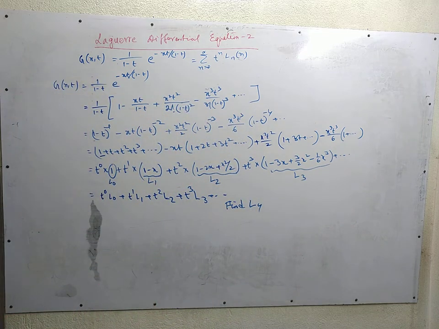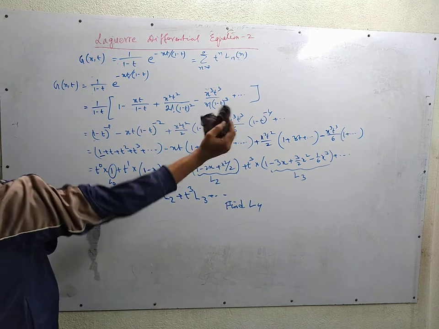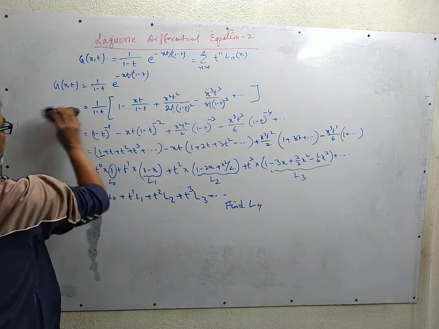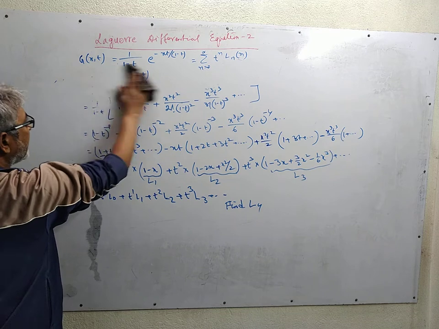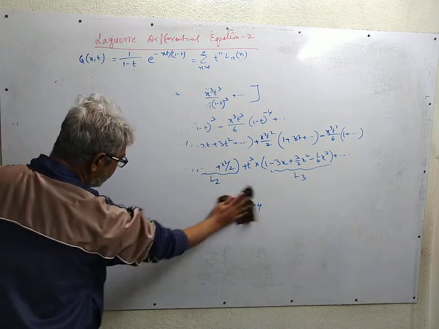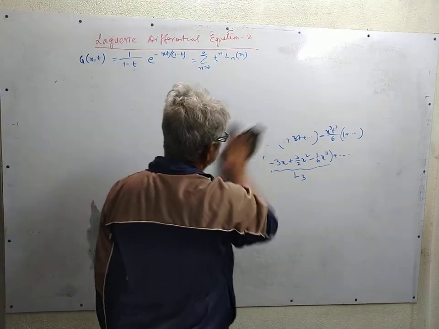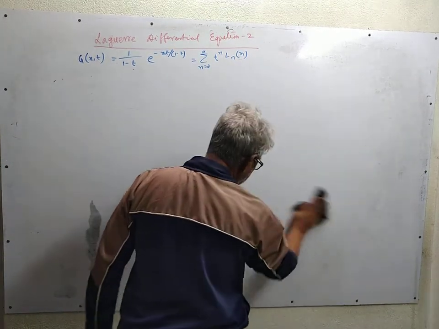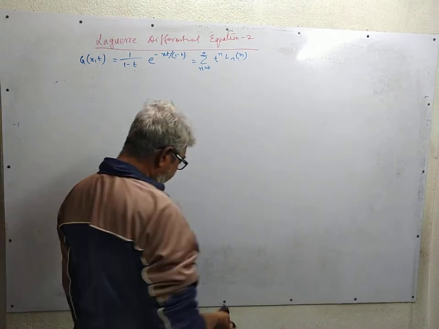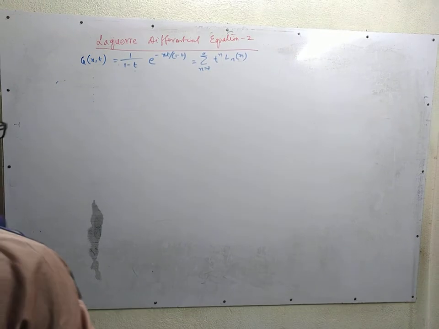And now this is the beauty of generating function. We can get higher order polynomials very easily. Now we come to the recurrence relation. The recurrence relation is obtained by differentiating the generating function once partially with respect to parameter t and once partially with respect to argument x.